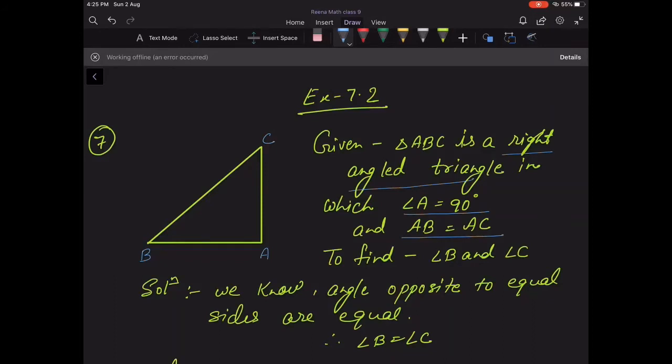So, till now, we have discussed exercise 7.2, question number 6, and I have given you homework from R.S. Agrawal book. I hope you have completed that.